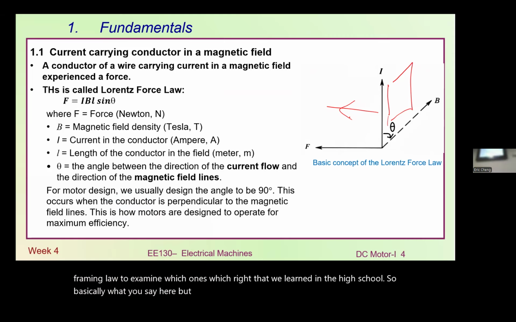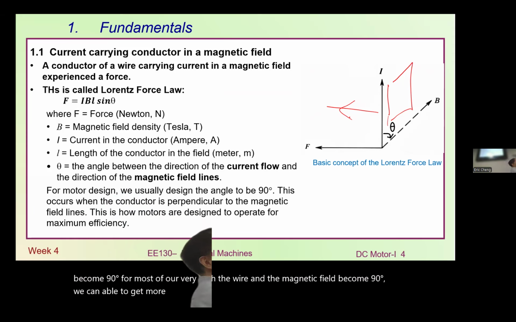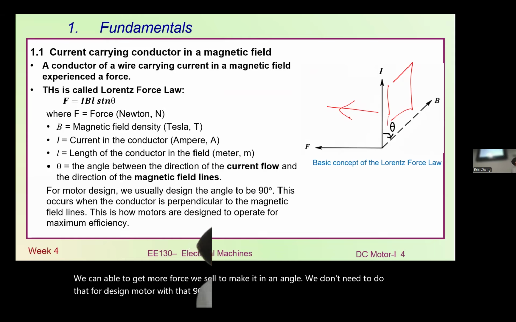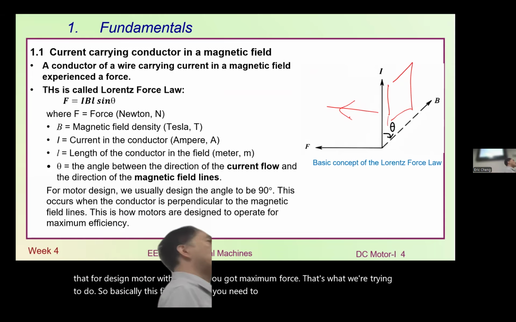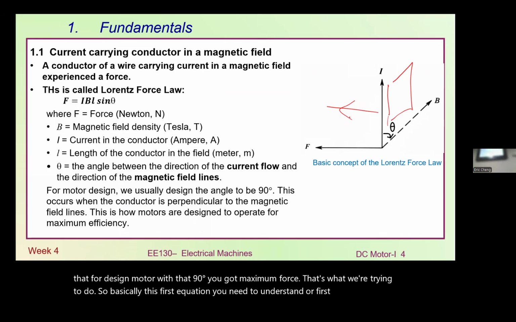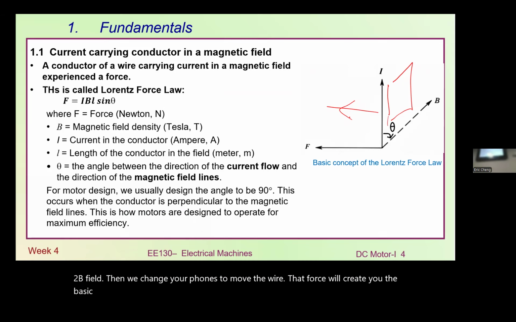But for electrical machines, although the formulation has sine theta here, we usually try to make the angle theta 90 degrees. For motor power, we try to make the wire and the magnetic field 90 degrees apart, so we are able to get more force. We seldom make it at an angle; we don't need to do that when designing a motor. Make it 90 degrees and you get maximum force. That's what we're trying to do. So that's the first equation you need to understand, the first phenomenon from this scientist, to learn how the force comes out. Whenever current passes through the B field, we generate force to move the wire. That force gives you the basic principle of the motor.